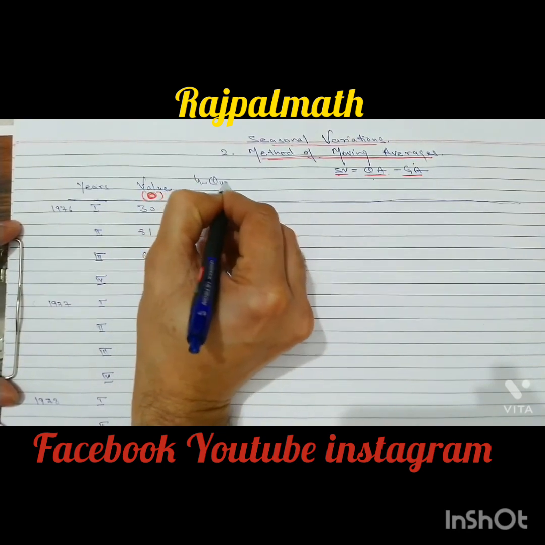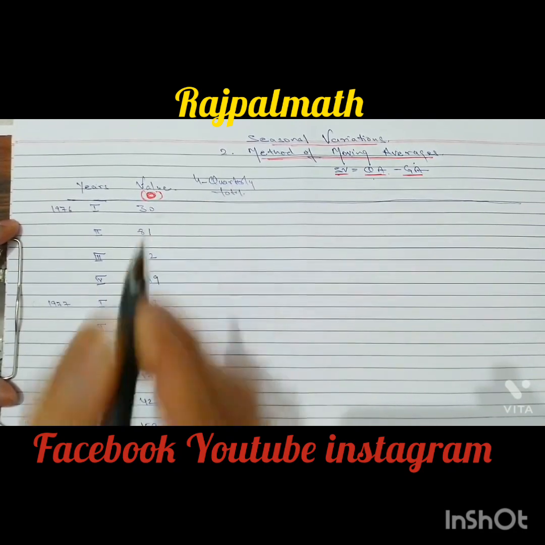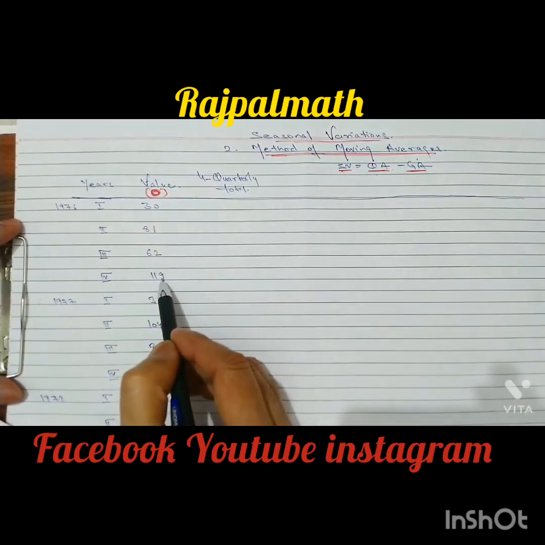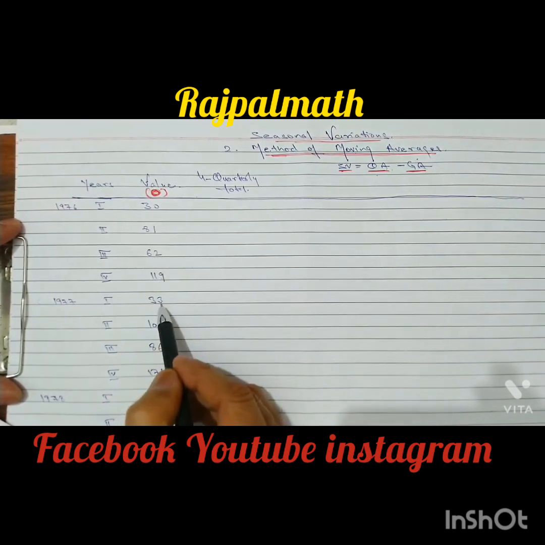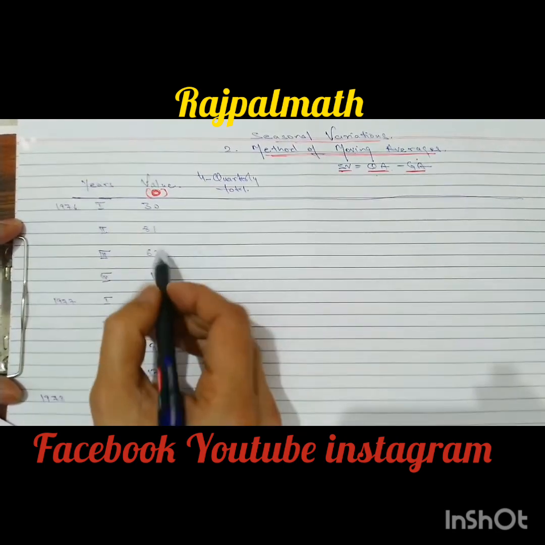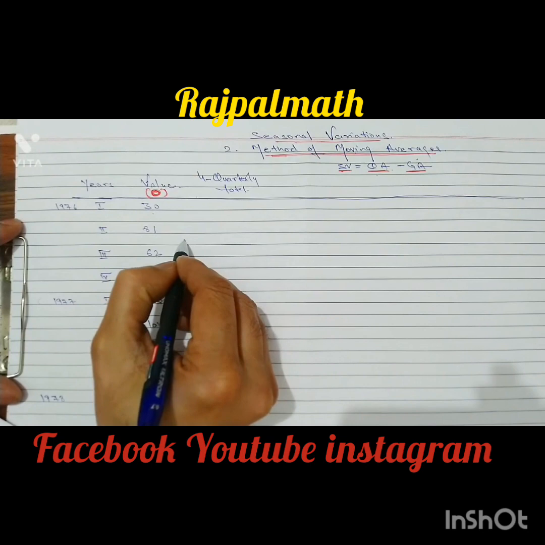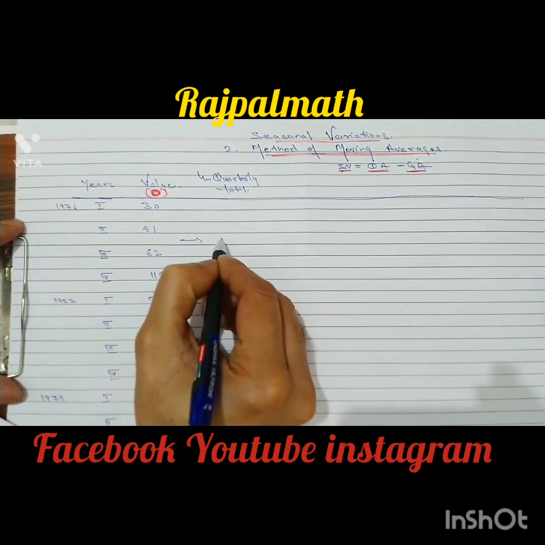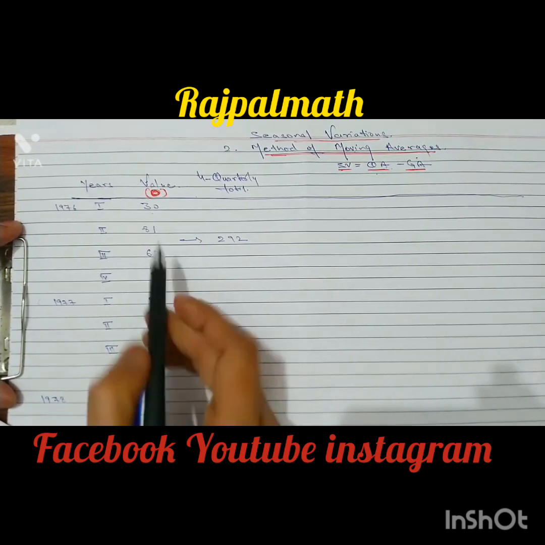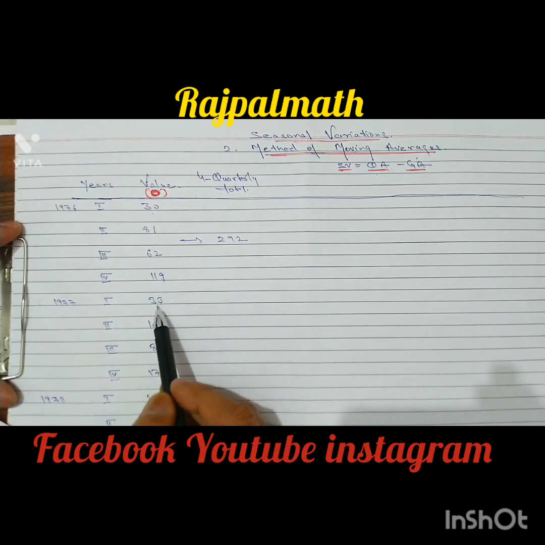4 quarterly total means total of first 4, skip 1, total of next 4, skip 1, total of next 4. Total of first 4: 30 plus 81 plus 62 plus 119, which is 292. Then skip 1, total of this term, this term, this term and this term.